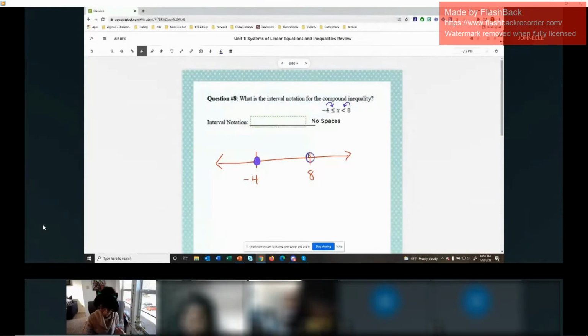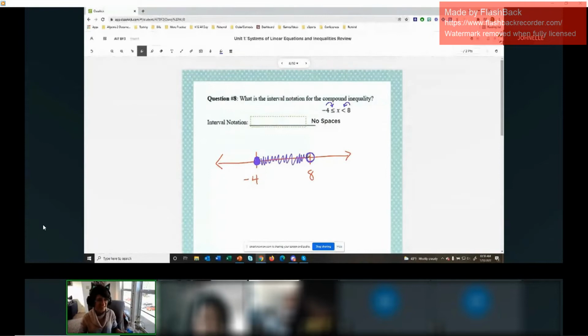The cool thing with the "and" inequalities is you're shading in between the dots. Don't shade in opposite directions. Yay! And lavender, yeah, nailed it. So now that you have the visual, interval notation's going to come into play.